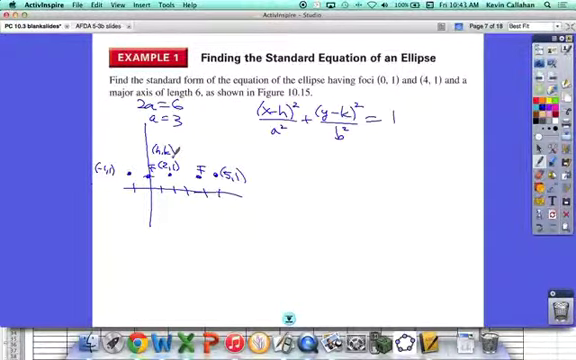We know that the A is 3. We got to find the B. So how can I find B? Yeah, you need to use that A squared equals B squared plus C squared. What is C? Remember, C is this distance here, from the center to a focus, and that looks like it's 2.